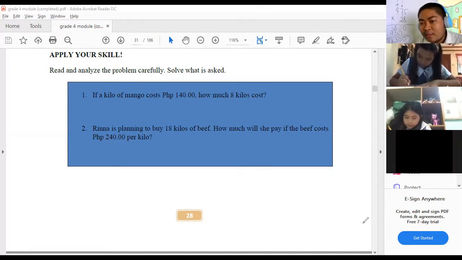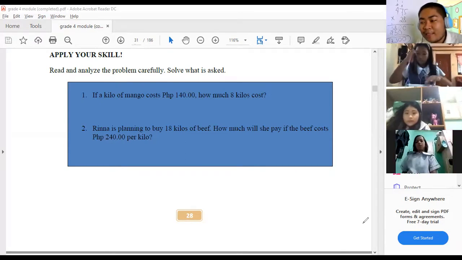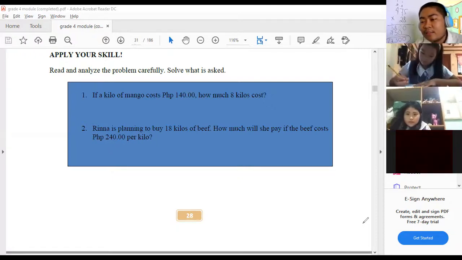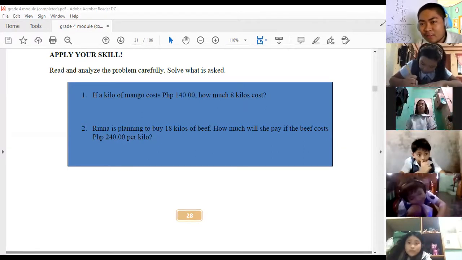Later naman gagamitin pa rin natin si UPCL. So you should memorize it. 2 p.m. So try to memorize the steps.